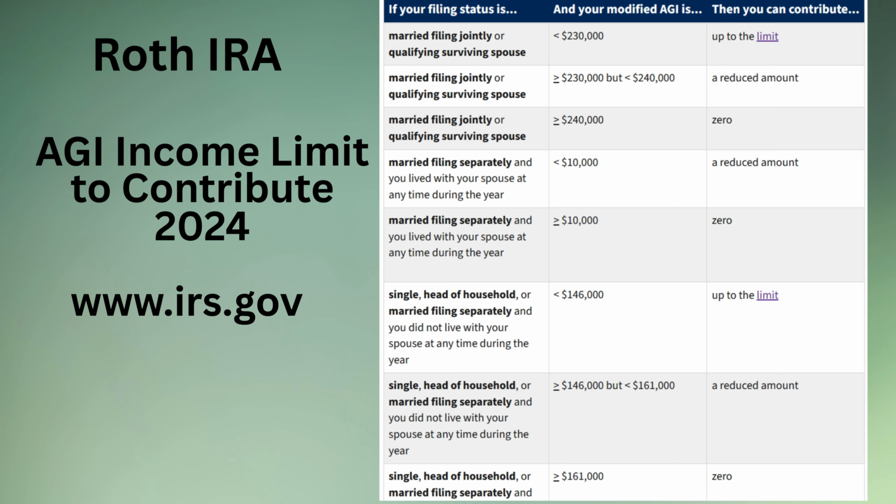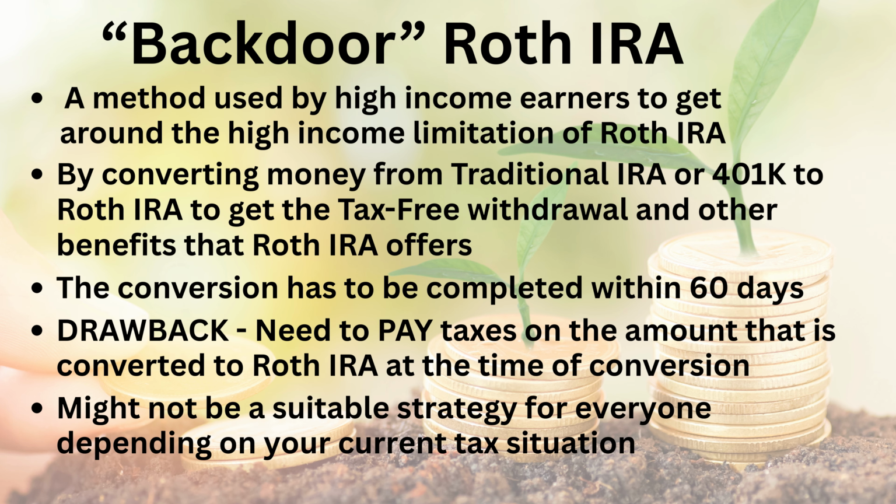Here's a table from the IRS website regarding the AGI upper income limits for Roth IRA contribution eligibility. Please visit the IRS website for more information. As I mentioned previously, many high-income earners can't contribute to a Roth IRA because their income is over the limit. To get around this rule, there's a loophole, and it's called a backdoor Roth IRA. What is a backdoor Roth IRA, you might ask?